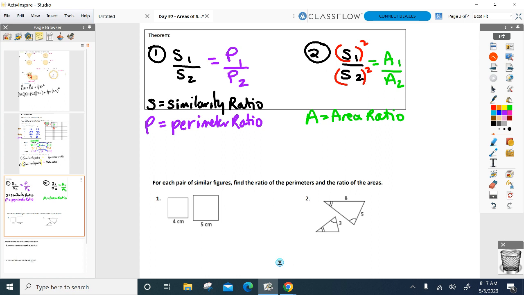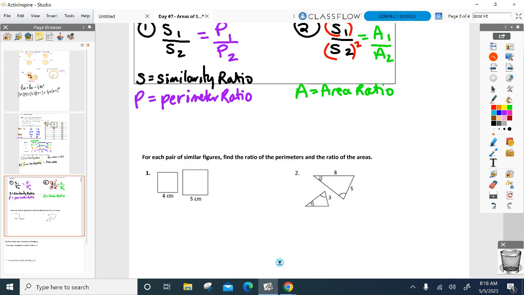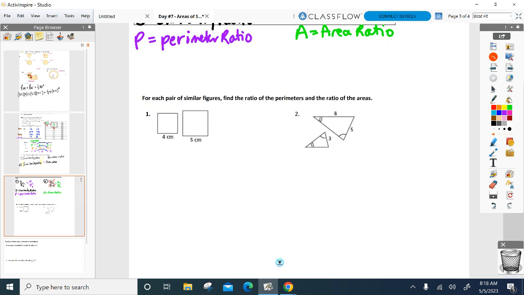All right, you ready? So do you use these now? And this only occurs if the two figures are similar, which we should be told that they are. For each pair of similar figures, find the ratio of the perimeters and the areas. All right, ready? So first thing I'm going to need is, what's the side ratio here? What's the side ratio of these two figures?